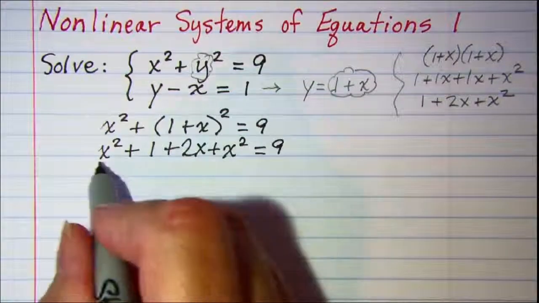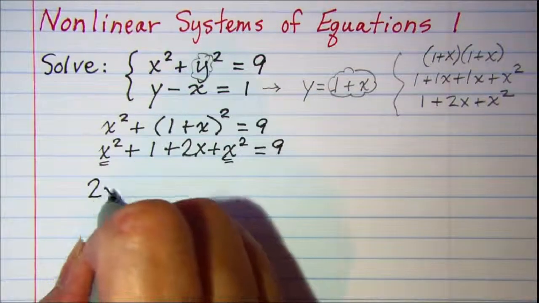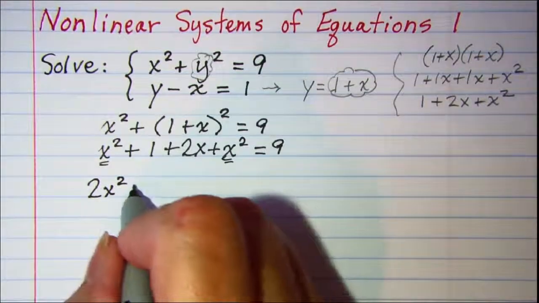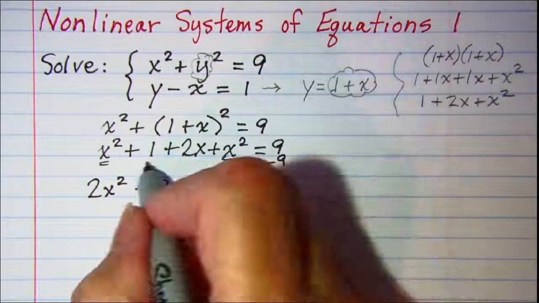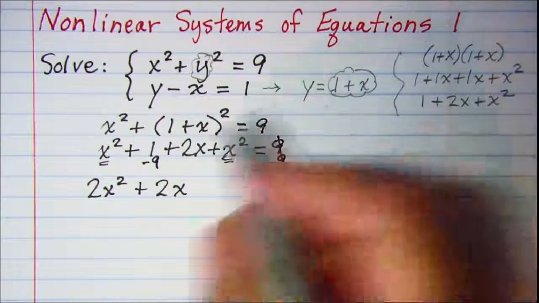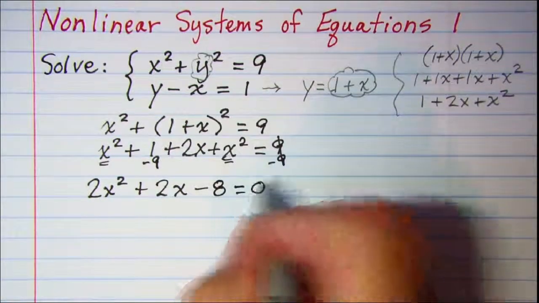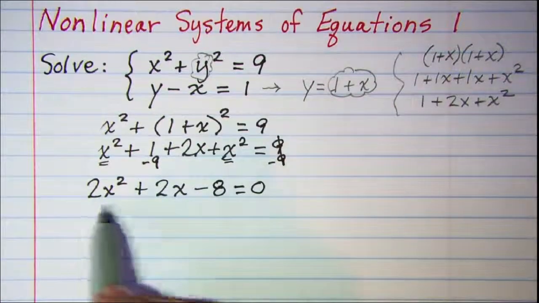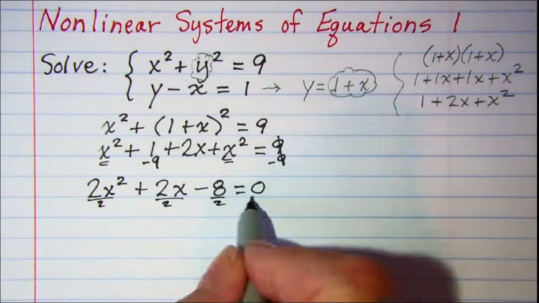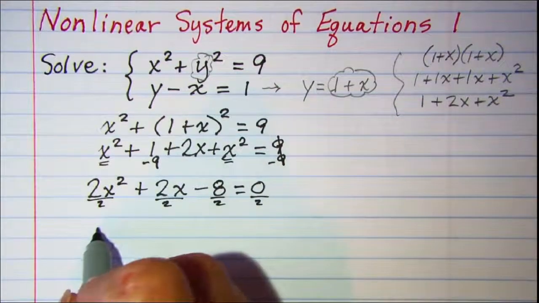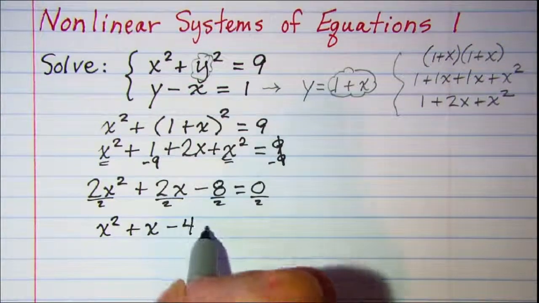So we can combine our x squareds, and we'll get 2x squared plus 2x, and then let's subtract 9 from both sides. This will cancel, and I have a negative 8, and now it's equal to 0. We can divide through by 2 to simplify this a little bit. So our equation then is x squared plus x minus 4 equals 0.